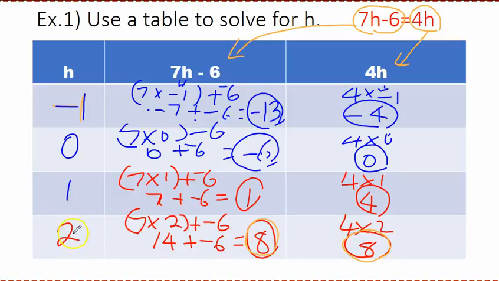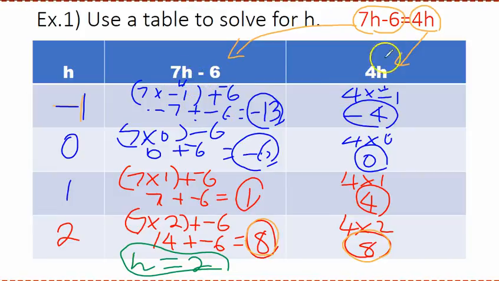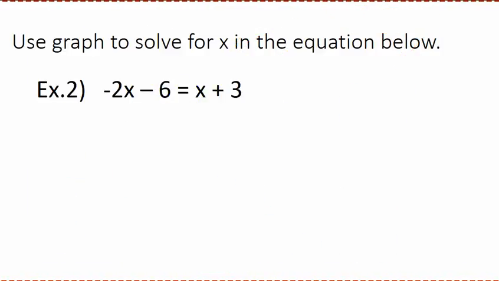So what is h when they equal the same? h is 2. So h is 2. That is the solution for this equation. If we substitute 2 for h, the left side will be equal to the right side.